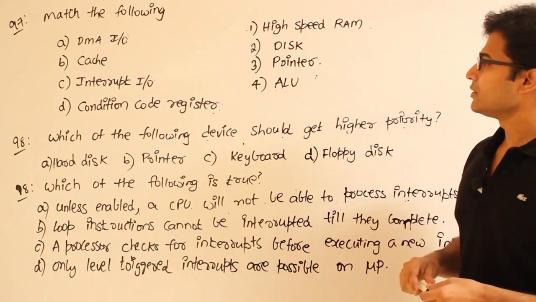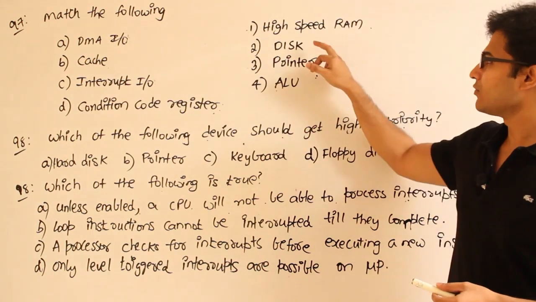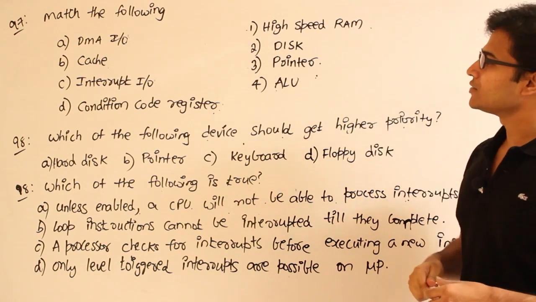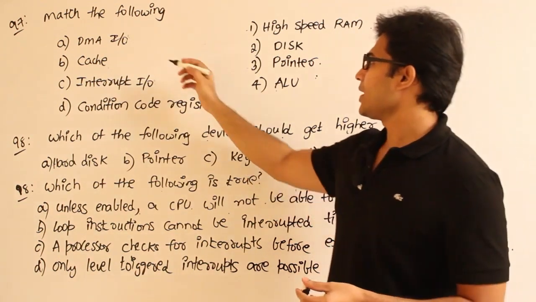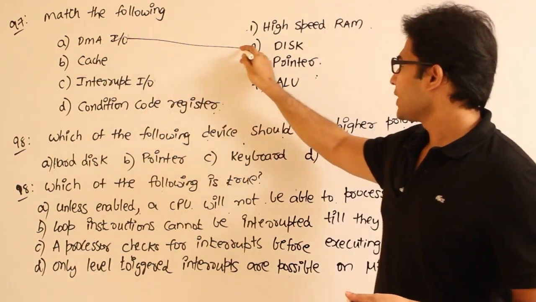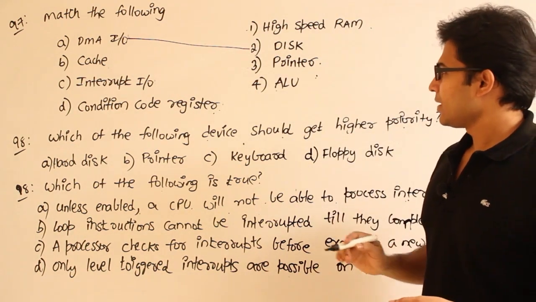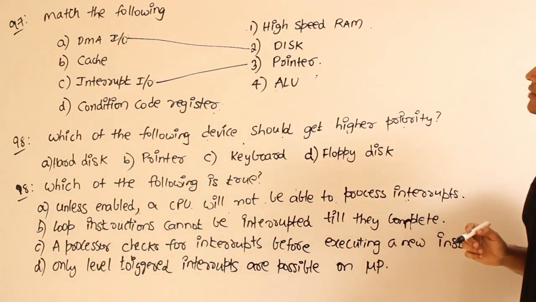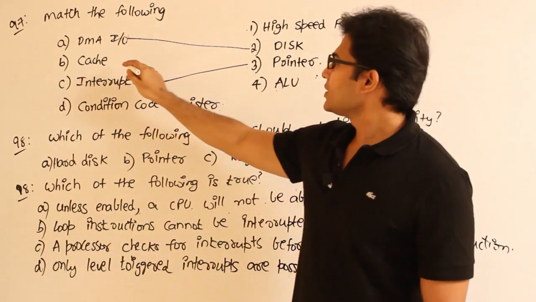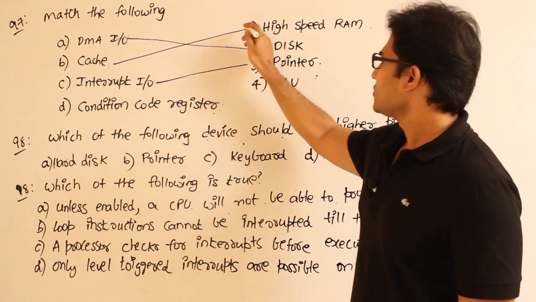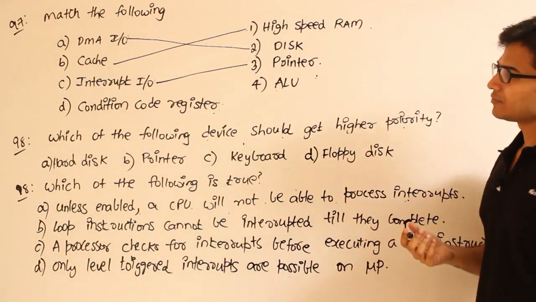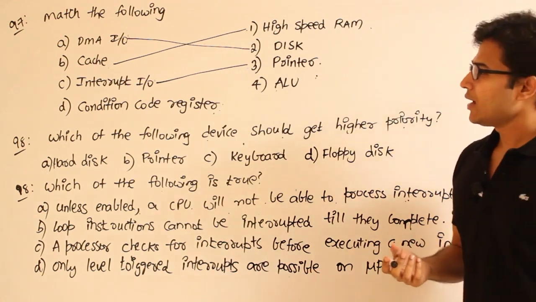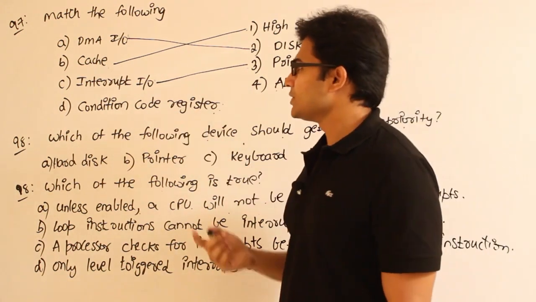Now in the right hand side there are two IO devices given, one is disk and the other one is printer. The disk is high speed and printer is low speed, and so we can clearly match DMA to the high speed device disk and interrupt IO to the low speed device printer. And cache is generally connected to high speed RAM. The other name of cache is also high speed RAM. And the other one is condition code register.